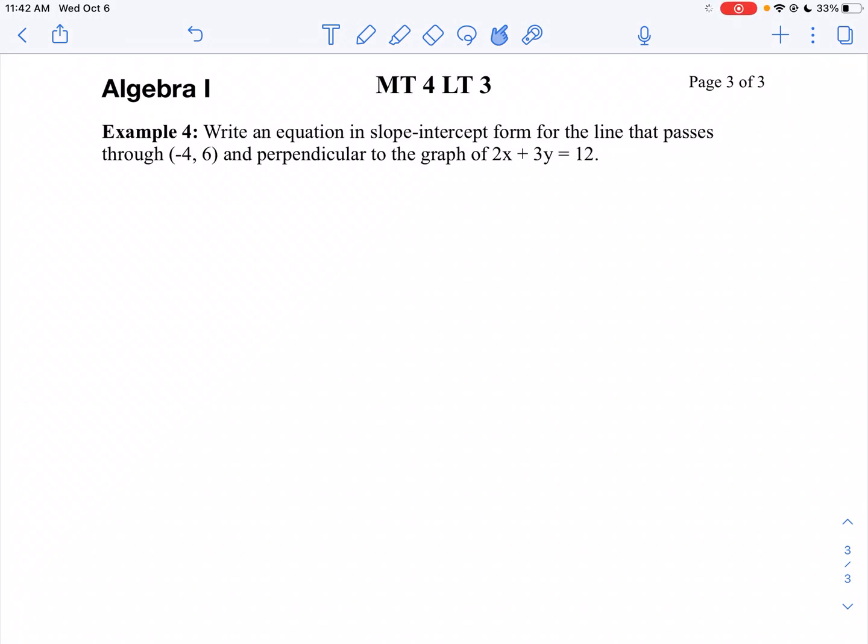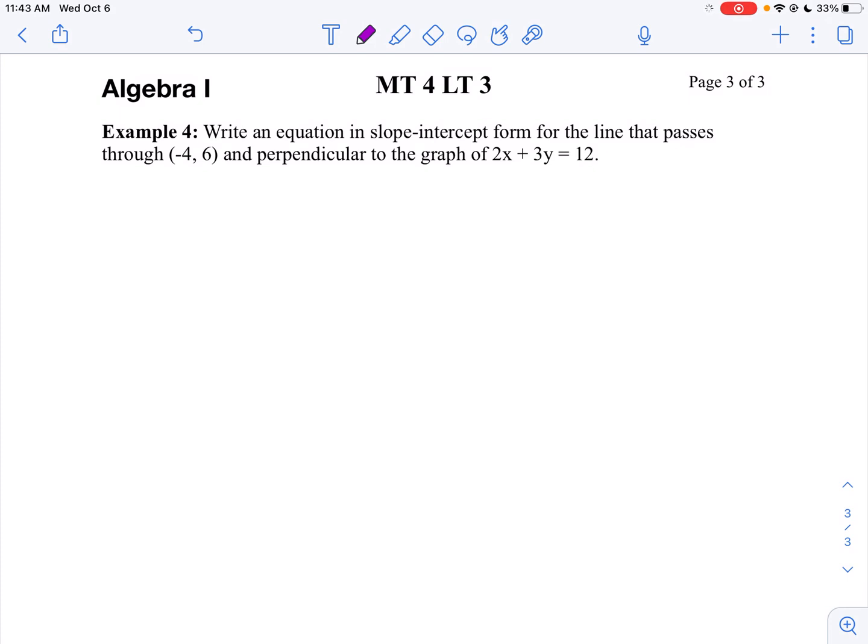In our last example, we're supposed to write an equation in slope-intercept form of a line that passes through (-4, 6) and is perpendicular to the graph of 2x + 3y = 12. Well, I think what we'll do first off, we've got to figure out the slope of our line.